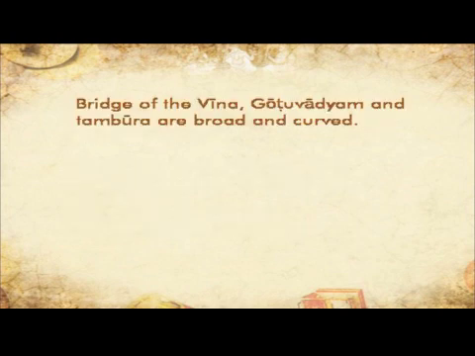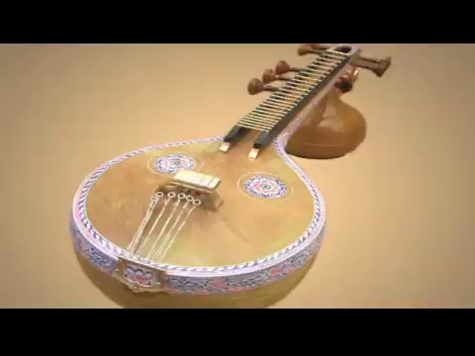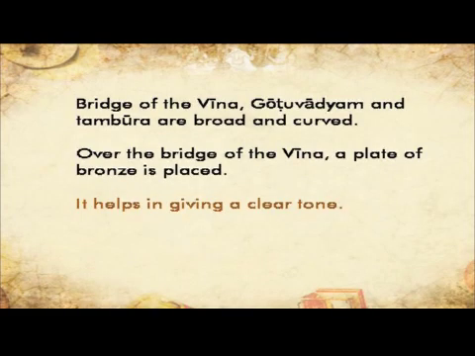The bridges on the veena, gotuvadyam, and tambura are broad and curved, unlike the sharp edges of the bridge in the members of the violin family. Over the bridge of the veena, a plate of bronze is placed. This helps in the production of a clear tone.